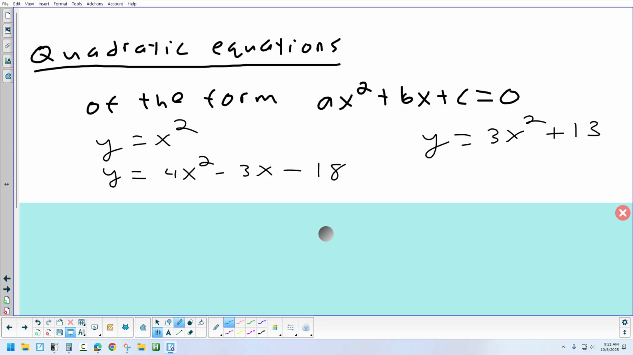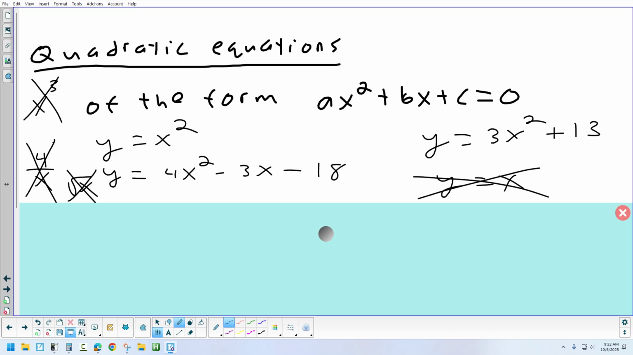So same kind of things you can't have. You cannot have something with a letter in the bottom. You can't have anything with a square root in it, with a letter under the square root. Okay, you can't have that. You can't have anything like x to the 3rd power. That's not a quadratic, that's a cubic. You also can't have anything like this. y equals x. What would y equals x be? That's linear, that's not quadratic. Okay, so to be quadratic, it's going to be one of these ones I didn't cross out. Any questions on that?